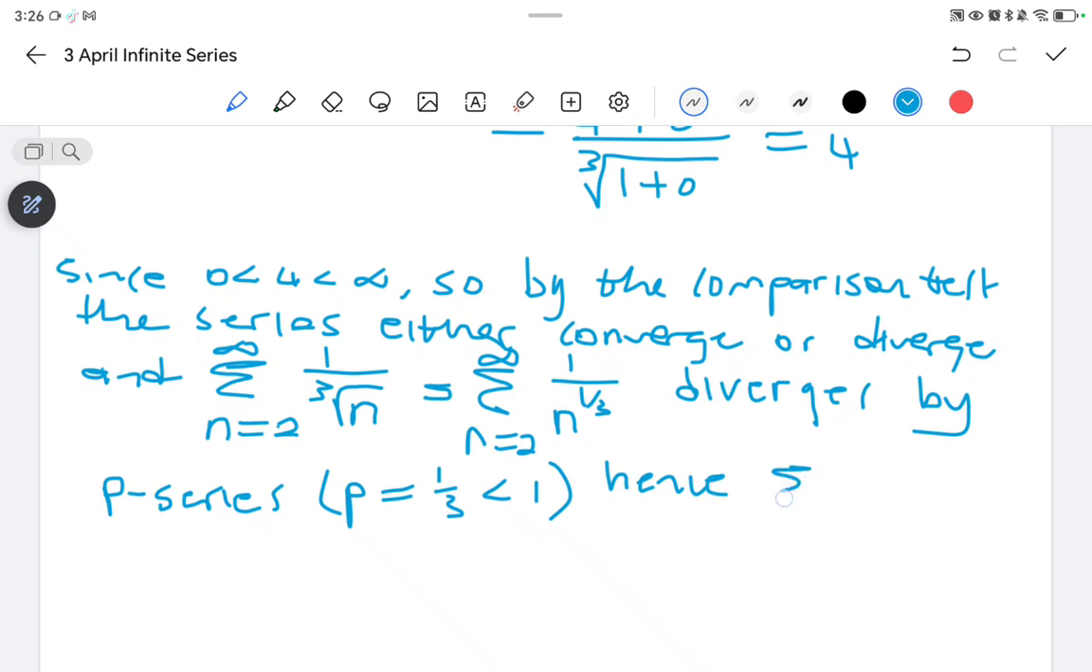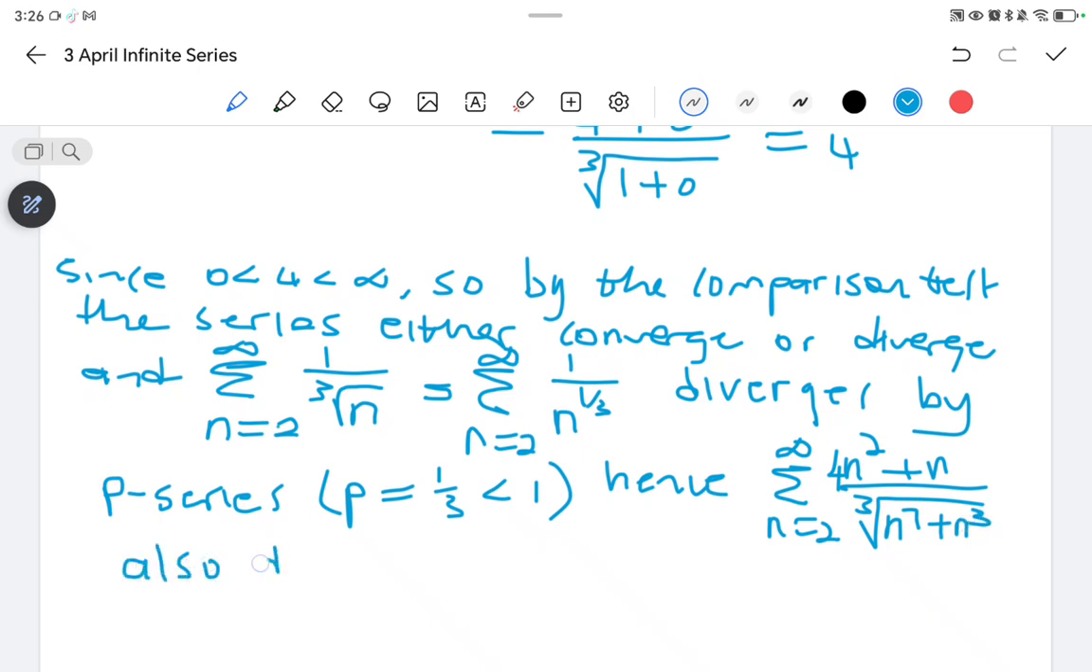Hence, the summation of n equals 2 to infinity of 4n plus 4n squared plus n over cubic root of n to the 7 plus n to the 3, right? Also diverges. You see, right? So that is the case.